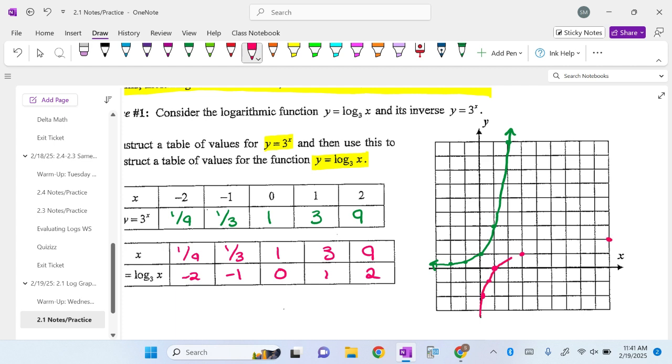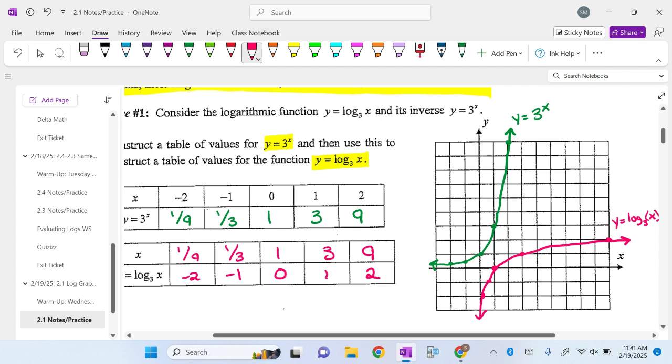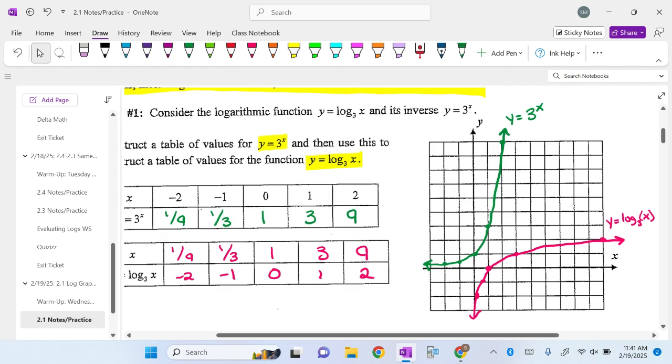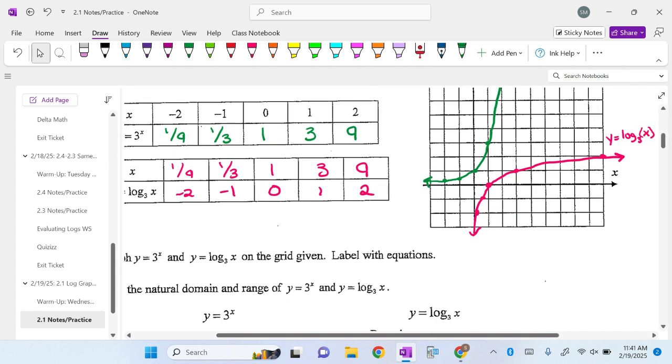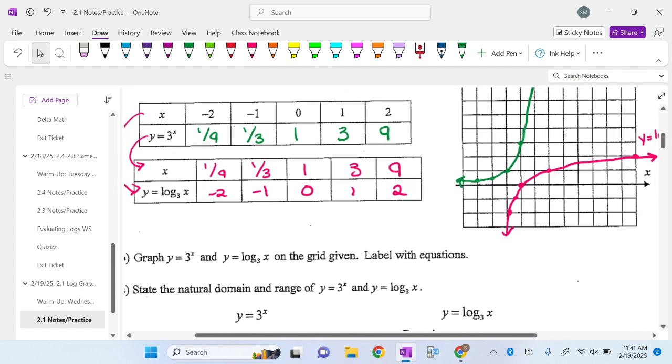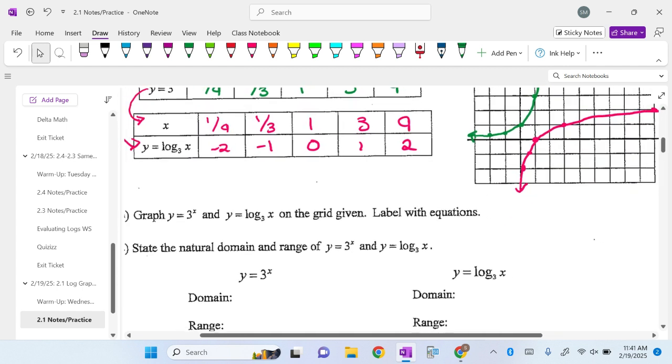So if you graph them, your two graphs should look like this. So my green graph is y equals 3 to the x power. My pink graph is y equals log base 3 of x. All right. Now, once we finish the graphs, let's talk about the domains and ranges.